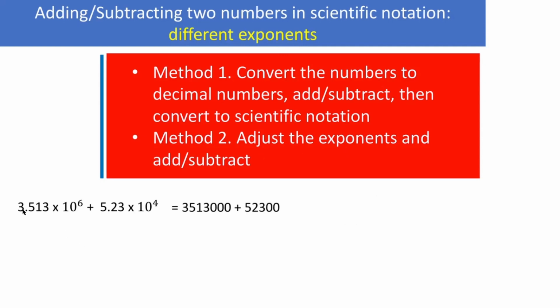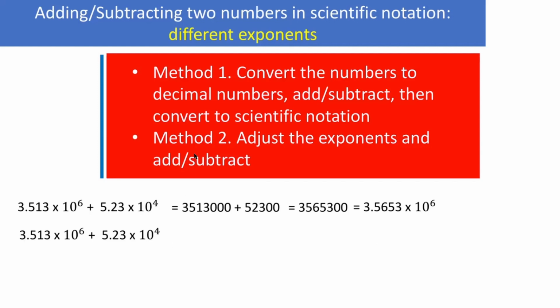So I can change this to a decimal number. Look, when you're multiplying by 10 to the power 6, you're moving this decimal 6 positions to the right, which means you're adding 3 zeros. Here you're adding 2 zeros. Add them, and now you get this as an answer.